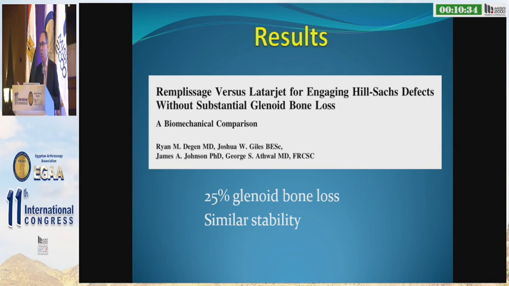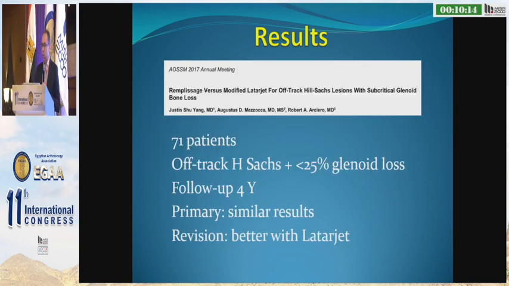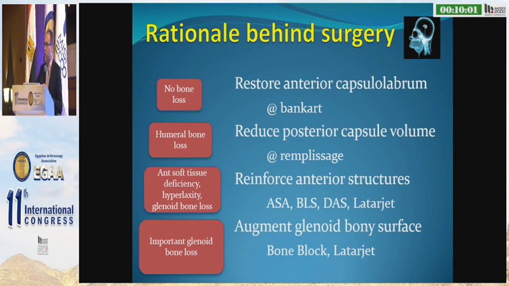And what do we know about comparisons between doing Latarjet and remplissage, which are classical procedures? This laboratory study showed that in glenoids with about 25% bone loss, the stability was similar. But this was a laboratory study. This one is a clinical one, which reached similar results. So one would have similar results between the two. However, in revision cases, probably the Latarjet does better. So the rationale behind surgery should be something around this.